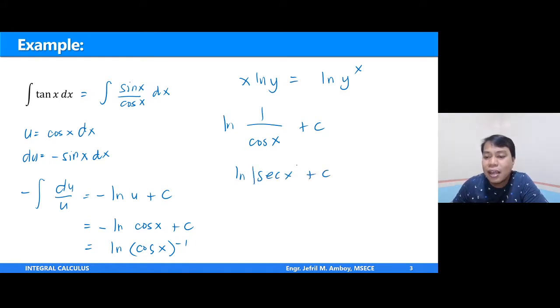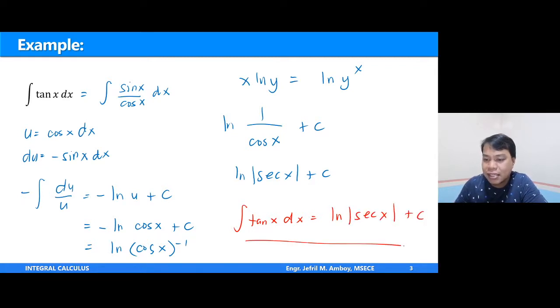So, again, lagyan natin siya ng absolute value, in case na mag-negative yung secant x, yung makukuha nating ln of something, hindi siya magiging complex. Okay? So, now, isulat na natin. Another important formula na kailangan isama sa listahan ng mga formulas na kailangan ma-memorize is the integral of tangent x dx, which is equal to ln of the absolute value of secant x and then plus c.